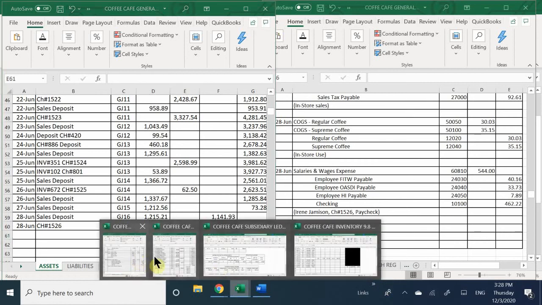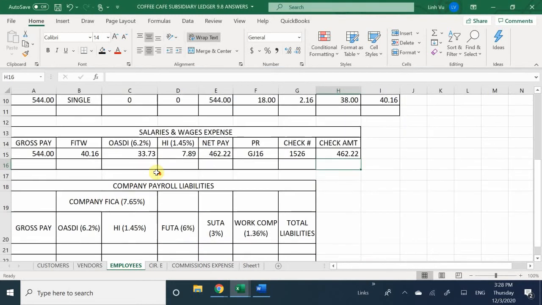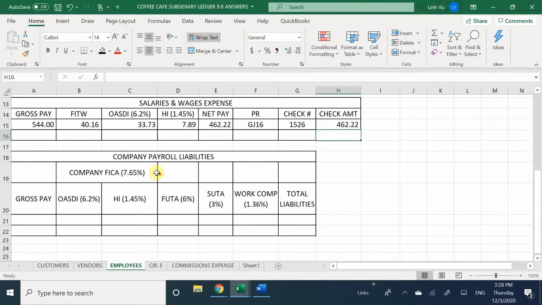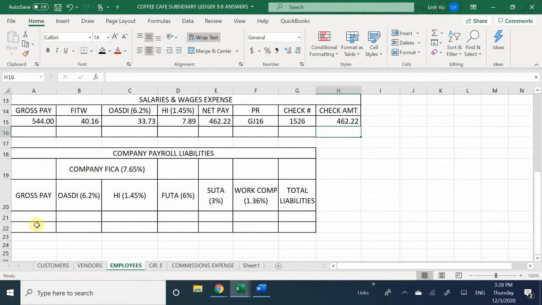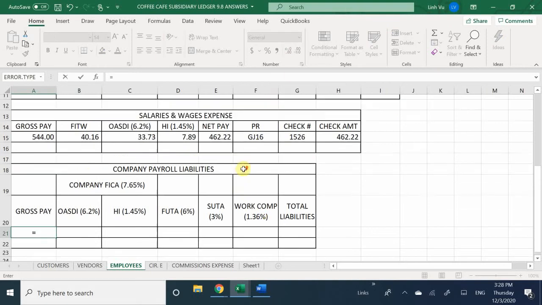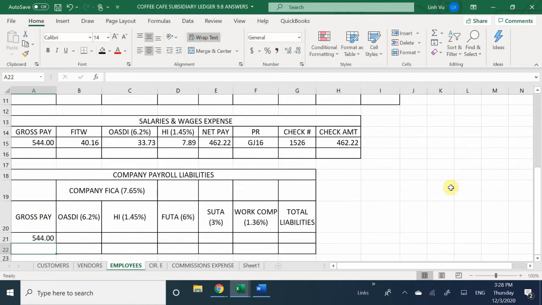Exactly. So now that we've completed all of that, let's go back to our subsidiary ledger and calculate the company's payments for having her as an employee. So again, it's going to be based off of the amount that she earned, the 544, because that's how much she earned. So we already know what OASDI is. It's going to be the company FICA.